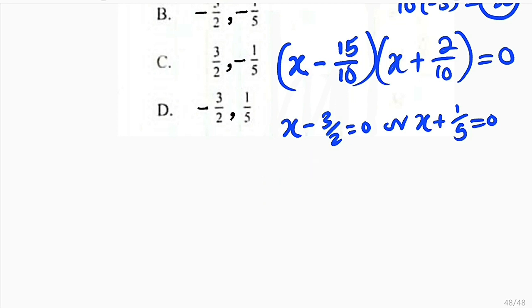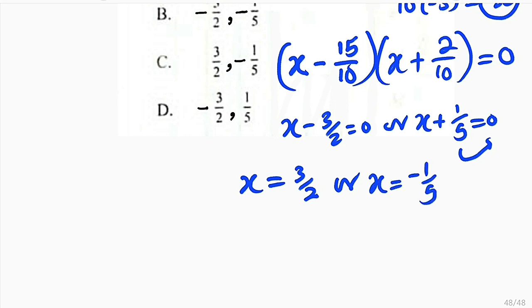So from this one, if you take negative 3 over 2 to the other side, it becomes positive. X equal to 3 divided by 2. Or taking this one to the other side, it becomes negative. X equal to negative 1 divided by 5. Therefore, the two solutions are 3 over 2 and negative 1 over 5. Where do we have them? We have them as option C.